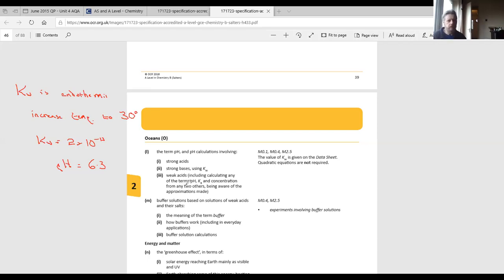So that's Kw. There is another way of doing it. pH plus pOH equals 14. Now pOH, what do you think that is? Is that just in regards to the OH? It's a log again, yeah. Instead of H plus, it's minus log OH minus.